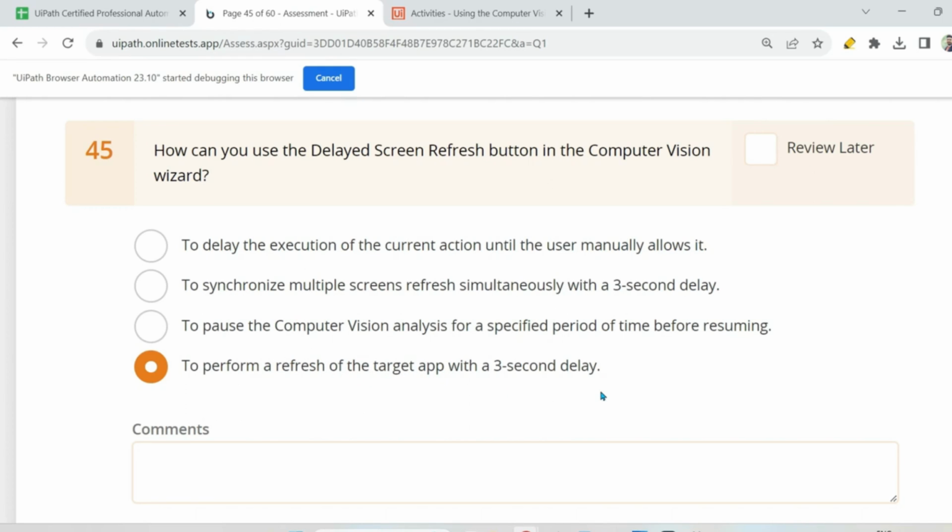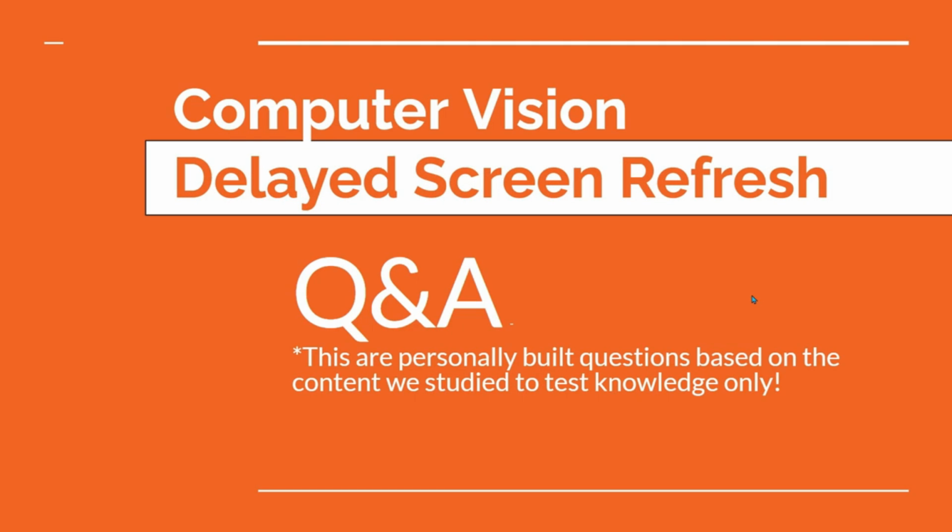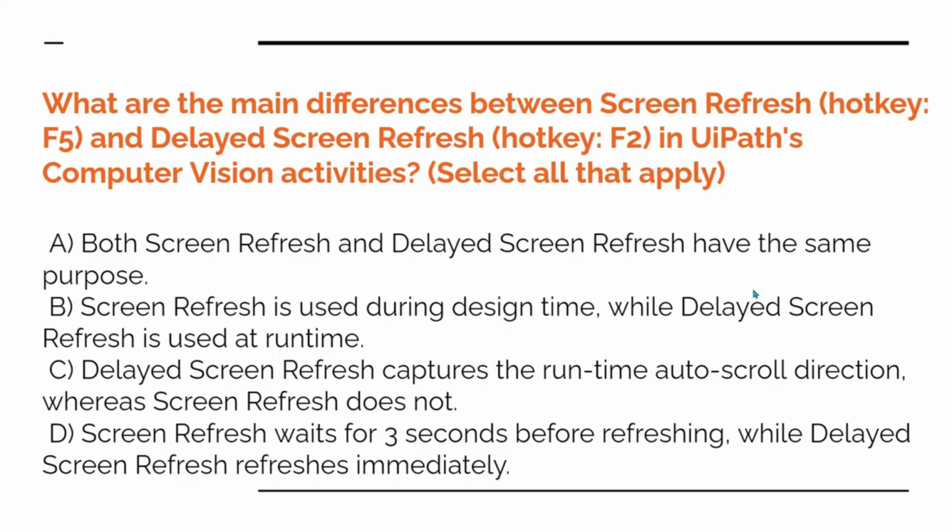Now I'm going to create a few more questions. Let's see how many of you can answer them. So here are a few questions on the delayed screen refresh. The very first question: what are the main differences between the screen refresh and delayed screen refresh? I think you are expecting this question. What is the difference between the screen refresh and the delayed screen refresh in UiPath computer vision activities? Select all that apply. So this is a multiple choice question. Now read it carefully. Both screen refresh and delayed screen refresh have the same purpose. Do you agree with this statement?